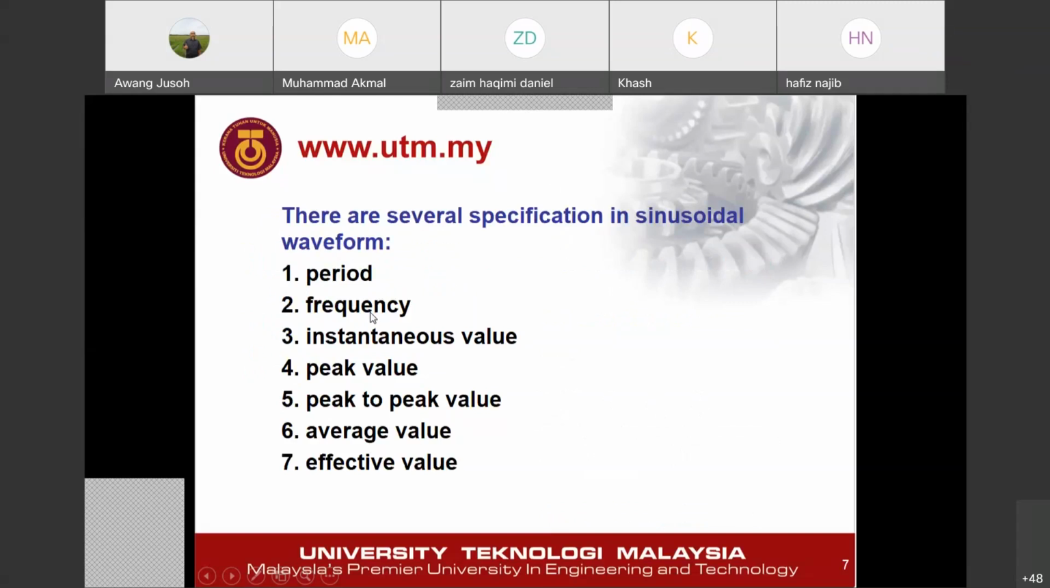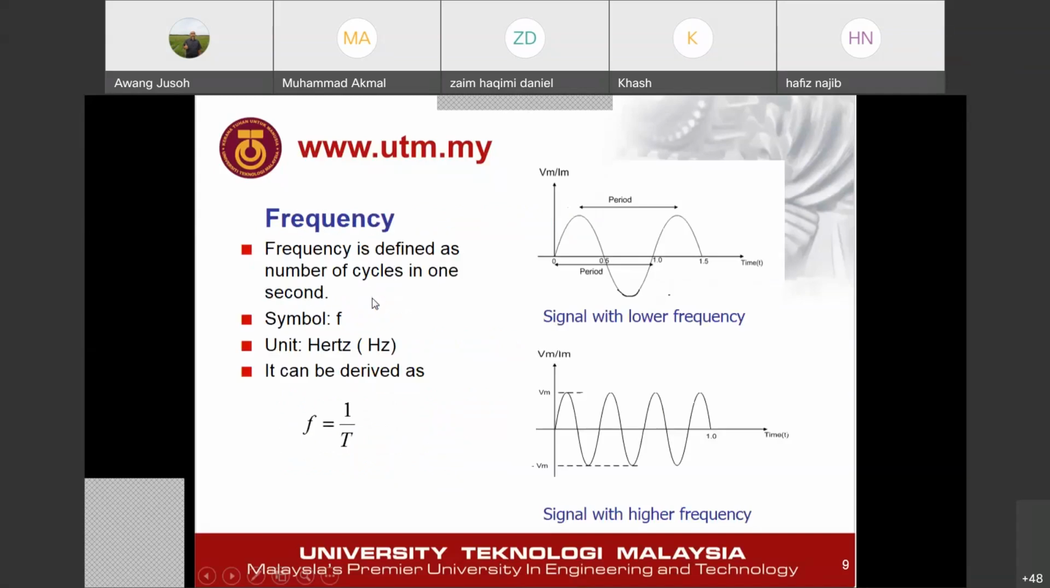The second is frequency. When we have an AC signal, definitely it must have a frequency, as I mentioned before. So what is frequency? Frequency is 1 over the period, 1 over T. The symbol is small f, equal to 1 over T. The unit is hertz. If we divide 1 over T, that gives us the frequency of the waveform.